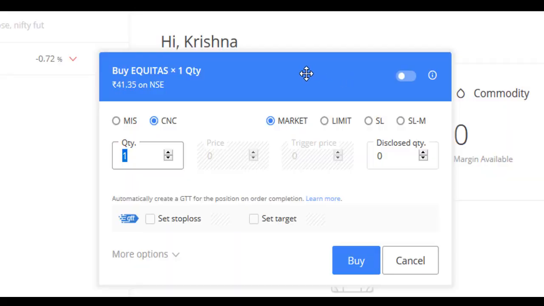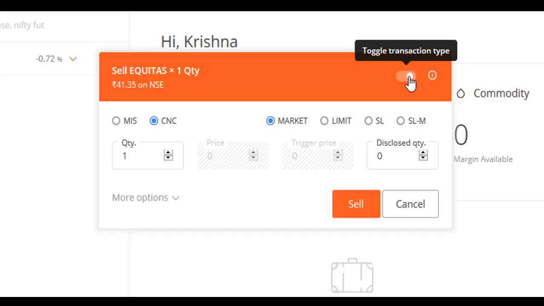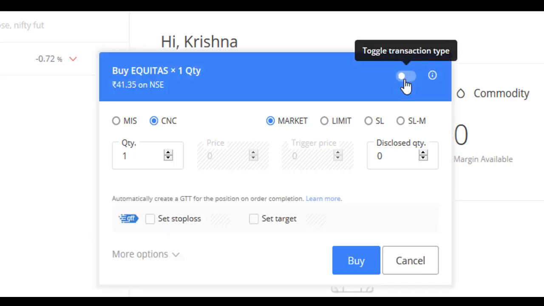So this is how the order tab looks like, and you can see the color, it's in blue, which means we are in a buy tab. So you can see a small button here. You can also swipe that left or right. When you swipe to the right, you can see the order change into red, which is the sell tab. If you want to go back to the buy tab, you can always shift back by simply swiping the button.